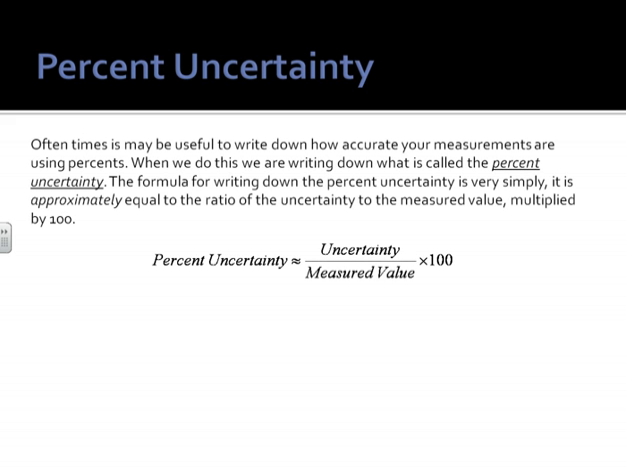Oftentimes it may be useful to write down how accurate your measurements are using percents. When we do this, we are writing down what is called the percent uncertainty. The formula for writing down the percent uncertainty is very simple. It is approximately, and note that when I say approximately, equal to the ratio of the uncertainty to the measured value multiplied by 100. And here's a formula for it.